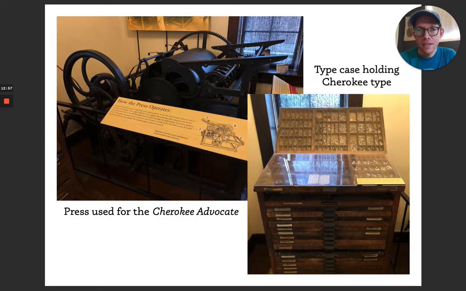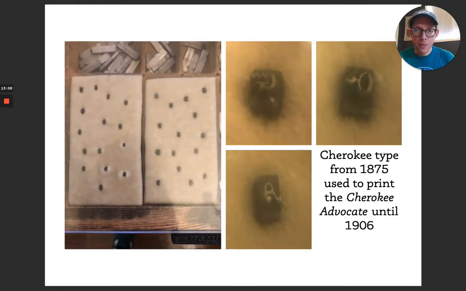So there's the press on the left. It actually still had a plate on it, which I didn't take a picture of, but I should have. And then a type case right there that has some Cherokee type in it. I tried my best to get some close-up pictures through the little magnifier, and it was really difficult because they are so tiny. But this was super exciting for me to see. You can kind of make out a few of those there. So that was Cherokee type from 1875, a set that was used to print the Cherokee Advocate until 1906.